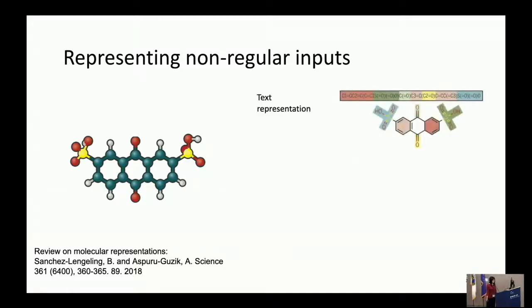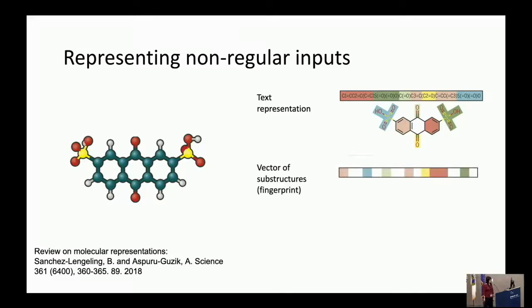One solution is to express this graph as a text string. And so you see here that different fragments of the molecule correspond to different parts of the text string, and the opening and closing of these rings are also represented by numbers. So it's a very grammar-focused, text-based representation that you can use to represent molecules.